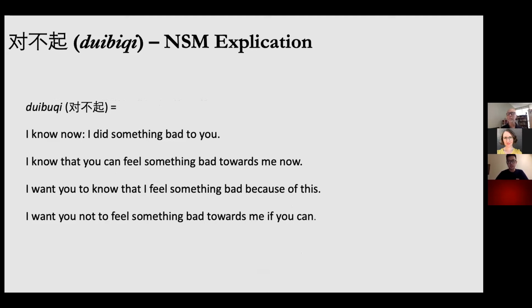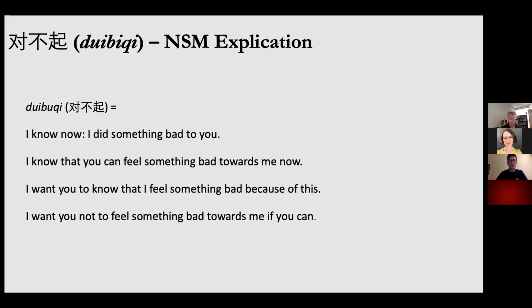The first part of the explication, I know now I did something bad to you, highlights that duibuqi is typically used in an admission of fault, that I know I directly did something which is bad to you. The next part, I know that you can feel something bad towards me now, is a very typical expectation. I am apologizing because I know that because of the thing I've done to you, you may feel something bad towards me.